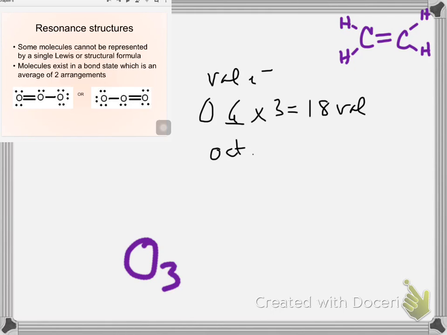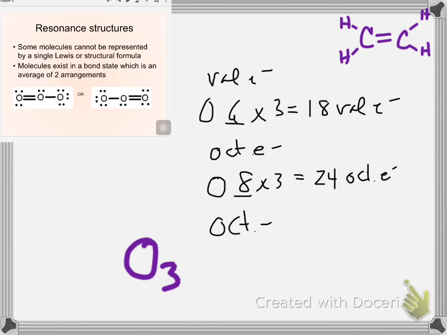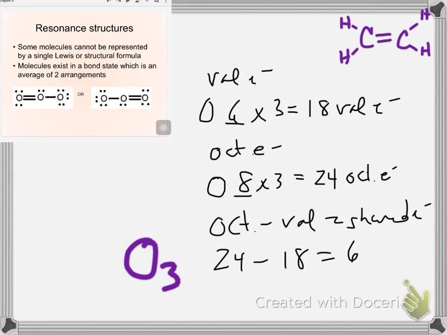What would everybody require to be satisfied? So oxygen wants 8 times 3 gives us 24 octet electrons if everyone was satisfied. Octet minus valence equals the number of shared electrons. So 24 minus 18, how many electrons are being shared? 6.